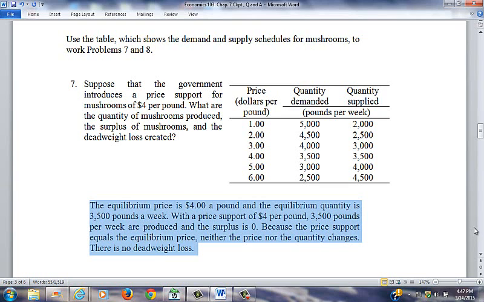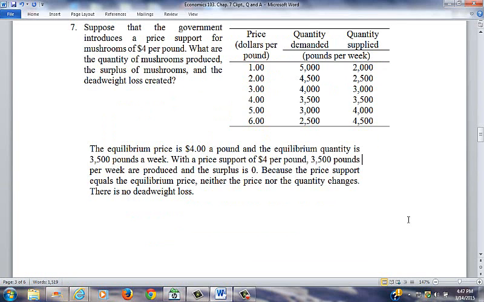Because the price support equals the equilibrium price, neither the price nor the quantity changes. There is no deadweight loss. There is really 0 effect of having a price support at the equilibrium price. It's meaningless.